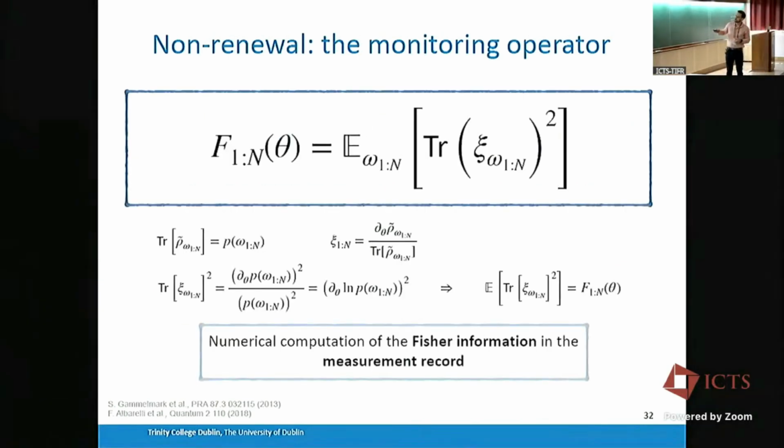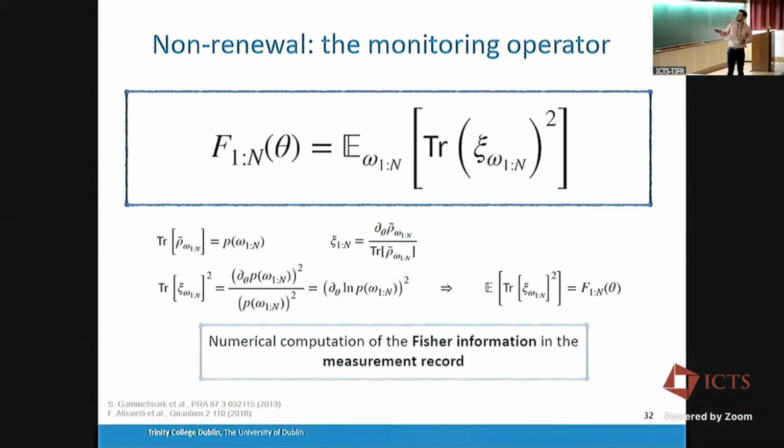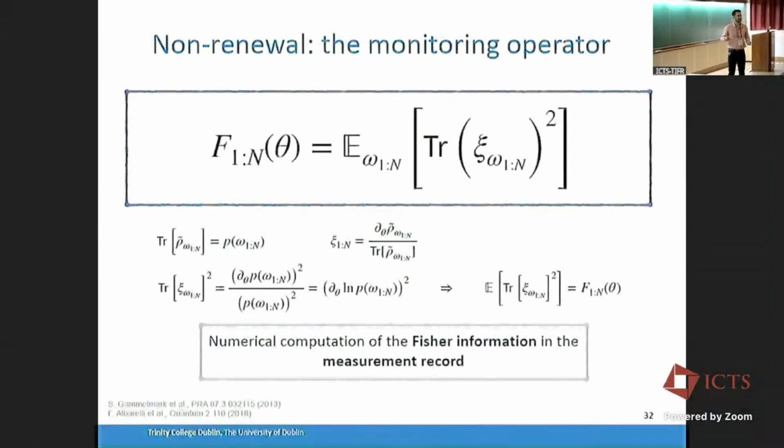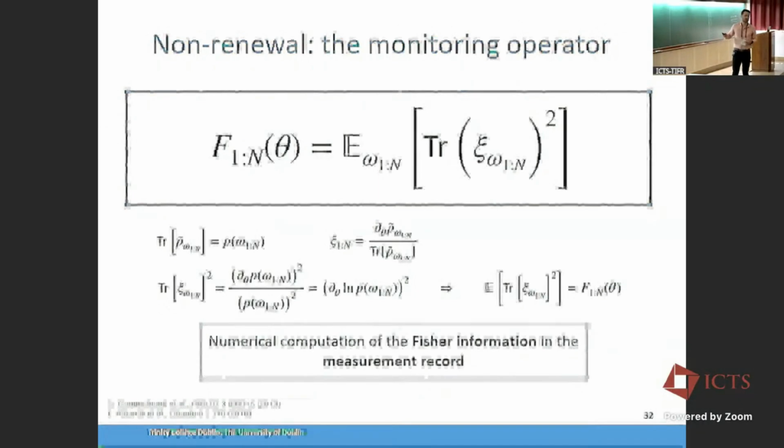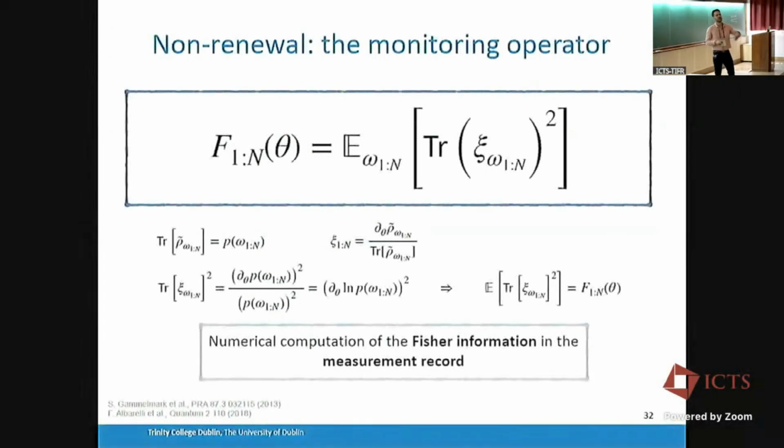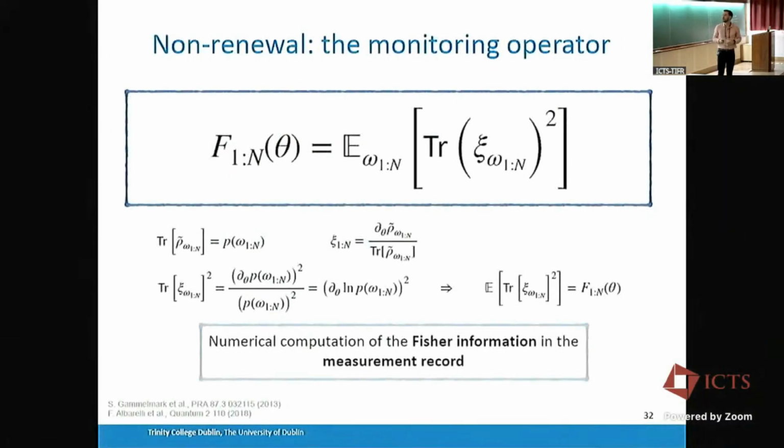And then it turns out, if you compute this, I won't go through it now, that the expectation value of the square of the trace of this operator, yeah, corresponds exactly to the Fisher information. For now, this is basically a rewriting, but it turns out that this is numerically useful as we try to compute the Fisher information. Yeah?